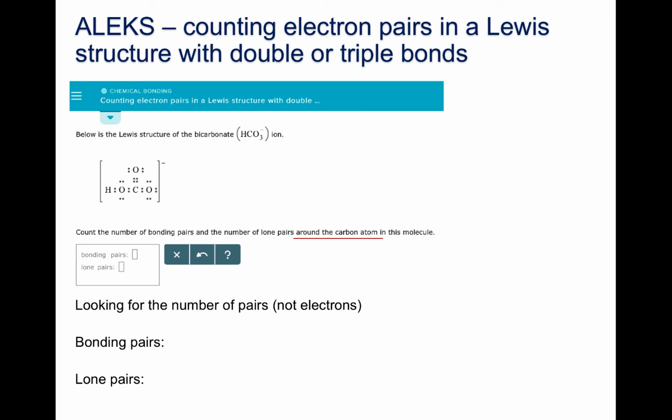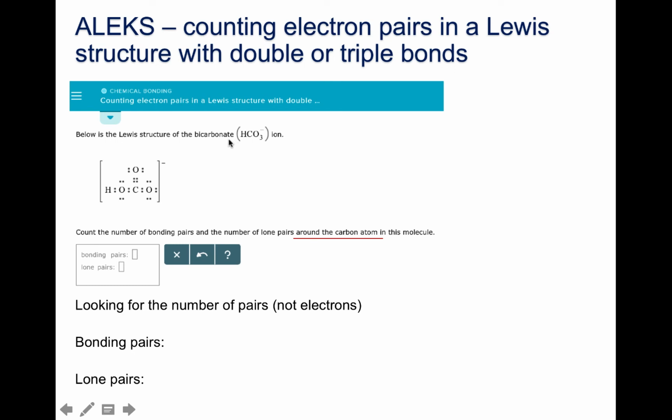One ALEKS example has you counting the electron pairs in a Lewis structure. What you're supposed to do is identify the bonding pairs and the lone pairs around whatever atom is specified in the molecule that's provided. In this example, they give you the Lewis structure for the bicarbonate ion.